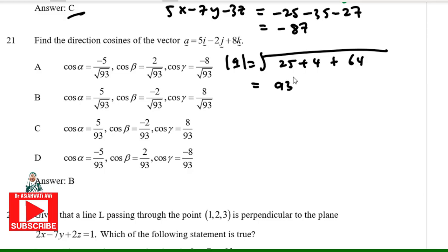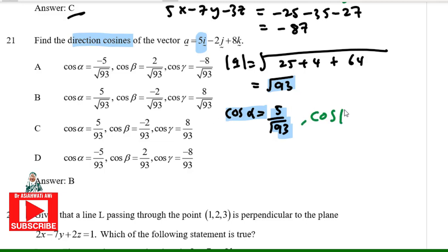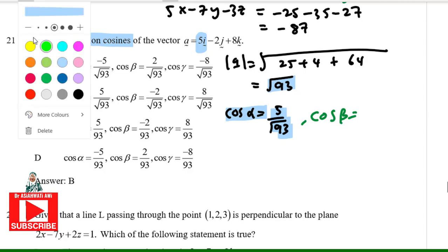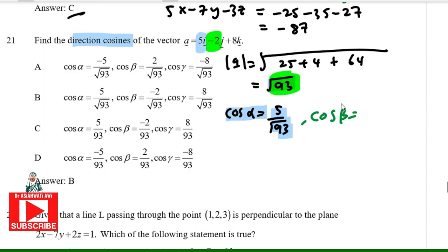93. So, square root of 93. And then cos alpha, the direction cosine: take the component i over this one, so 5 over root 93. Then cos beta: take the component j over this one right here, and this is equal to negative 2 over root 93.